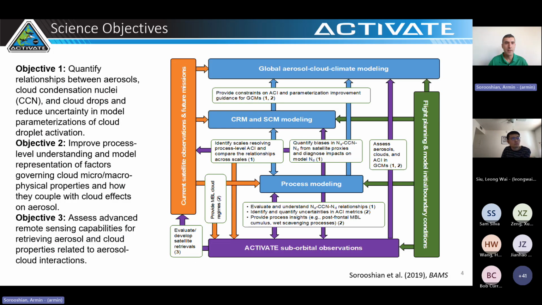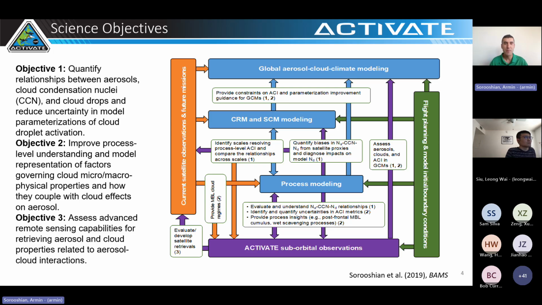So let's keep going. We have 3 objectives in Activate. The first one is to study all aspects of droplet activation, looking at relationships between aerosol, CCN, and drop number concentration. Objective 2 is looking at cloud macrophysical properties. How can we better simulate clouds in this region? And not just look at aerosol effects on clouds, but the coupling with cloud effects on aerosol. And objective 3 is to assess remote sensing capabilities for all aspects of variables involved with aerosol cloud interactions and even some other variables like wind speed.